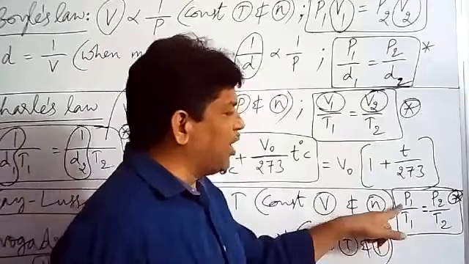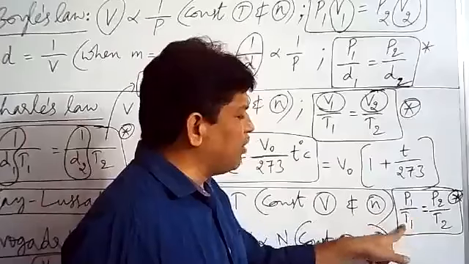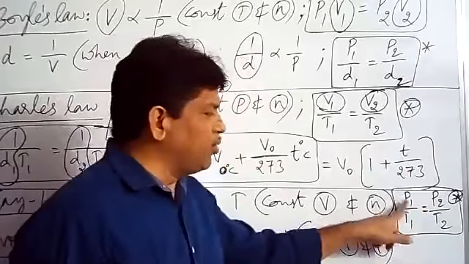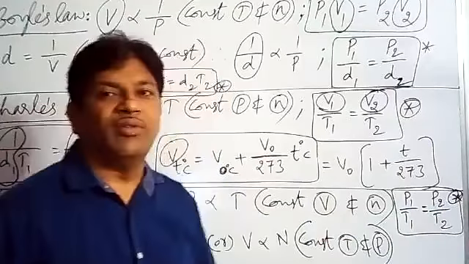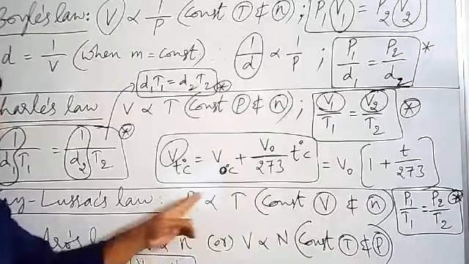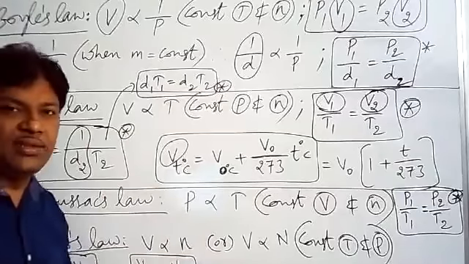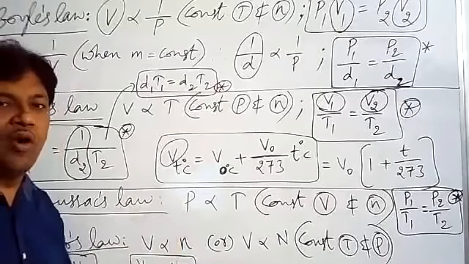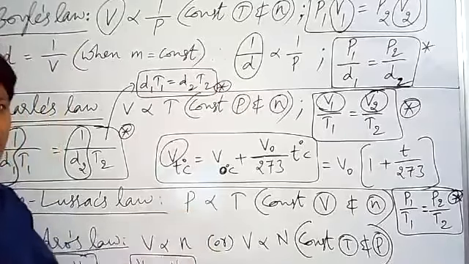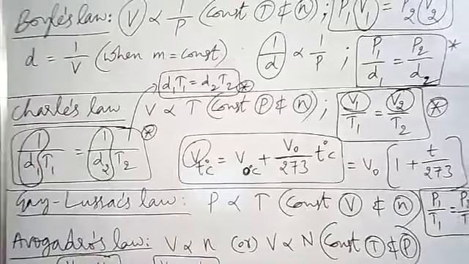The same equation we can also write as P1 into T2 is equal to P2 into T1, by cross multiplication. Sometimes, to confuse you, they will give it as P1 into T2 equal to T1 into P2. So this is the pressure temperature law, or Gay-Lussac's law. This Gay-Lussac's law is also called Charles' law 2, otherwise Amontons' law.